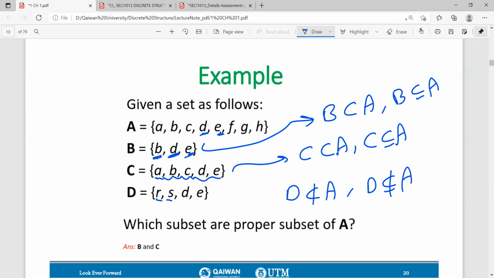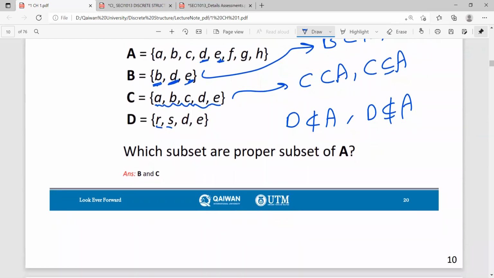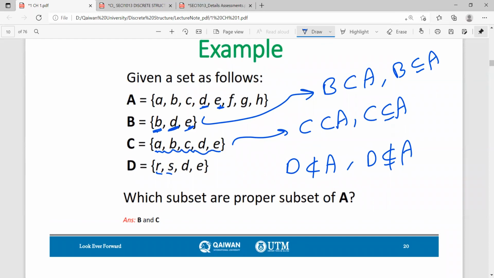Because we cannot find all elements of D in A. That's why we say D is not a proper subset of A. Only two of them are proper subsets of A, which are B and C. Okay?